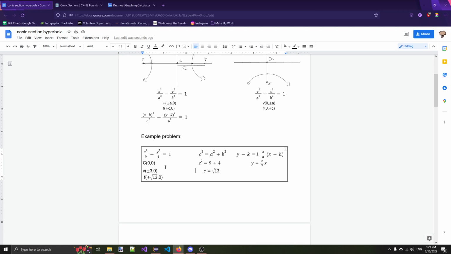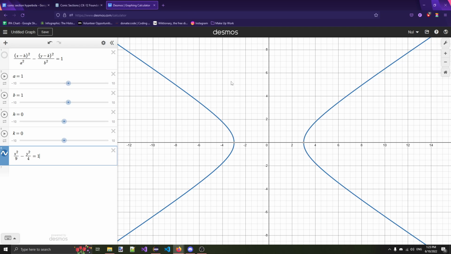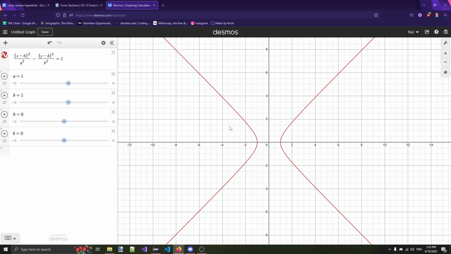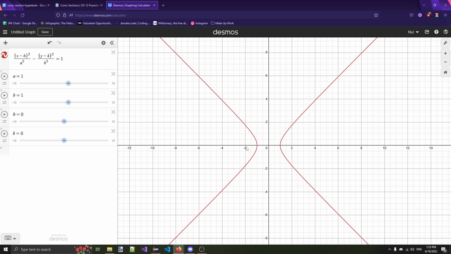Now we have the two things that I haven't explained yet: the vertices and the foci. The vertices are these two points, where the curve is closest to the center. And then the foci are somewhere in here. Let me explain how we get them.